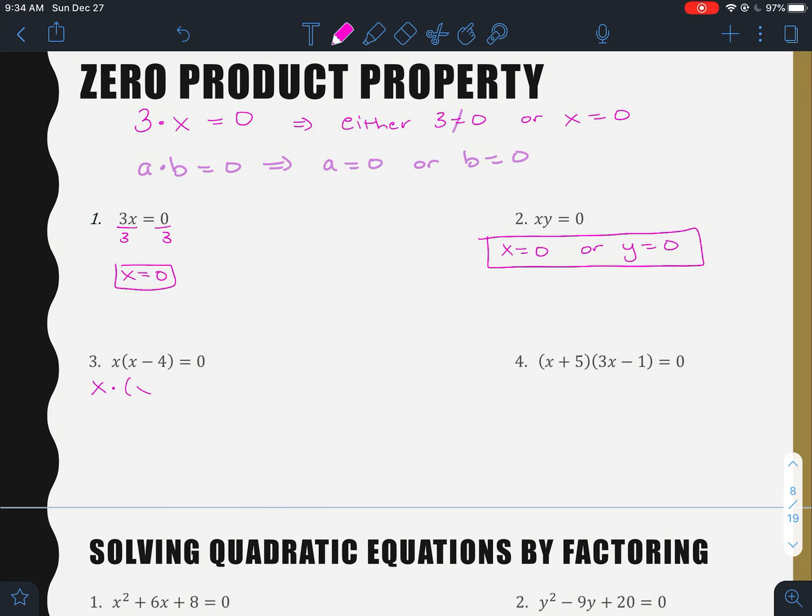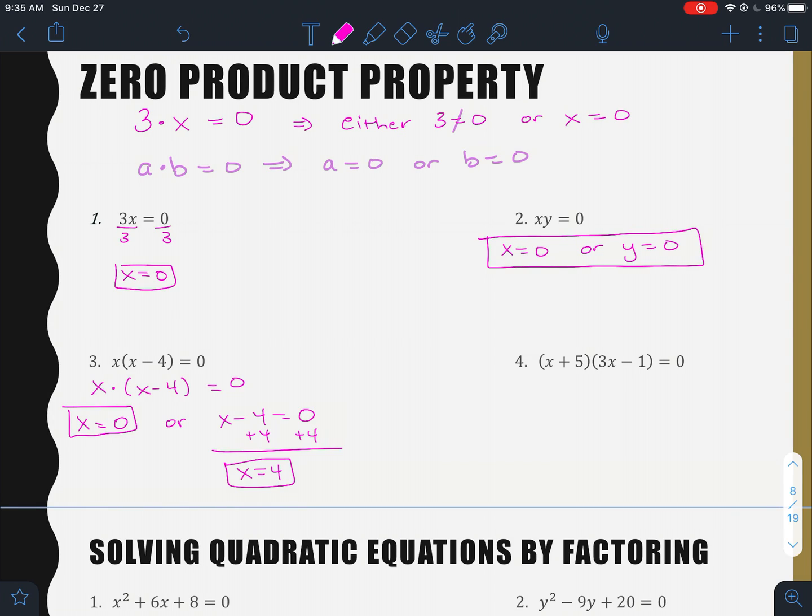In number 3, we have x times x minus 4 is equal to 0. So I'm taking x times x minus 4, I'm getting 0. So I'm multiplying two pieces together and I'm getting 0. So that means either the x out in front is equal to 0 or the x minus 4 has to equal 0. Well, x equals 0 is already solved. x minus 4 is equal to 0. We would have to solve after that step. And so we would add 4 to both sides. And so my two possible solutions for number 3 is either x is equal to 0 or x is equal to 4.